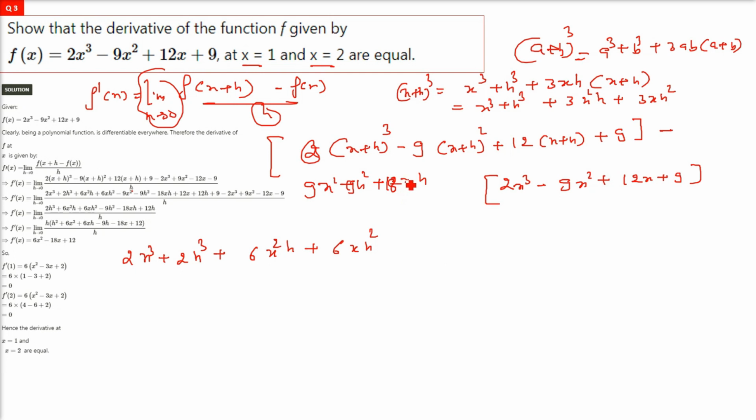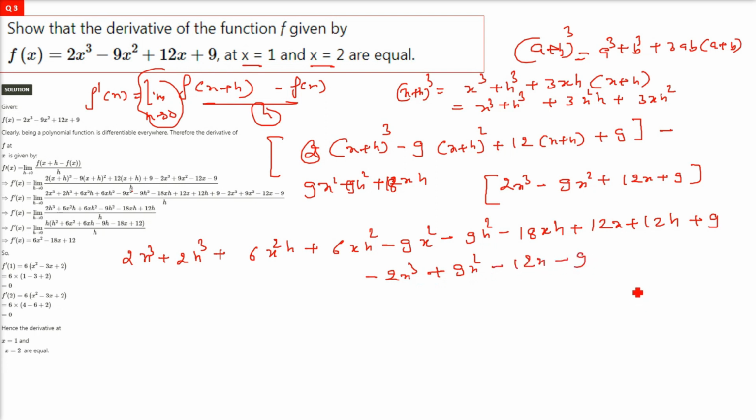Now since the negative is there, you can just change the sign and add it with the numerator. So minus x, 9x square minus 9h square minus 18xh plus 12x plus 12h plus 9 minus... Since you have a negative sign in front of f(x), you can just change the sign and write it: minus 2x cube plus 9x square minus 12x minus 9.